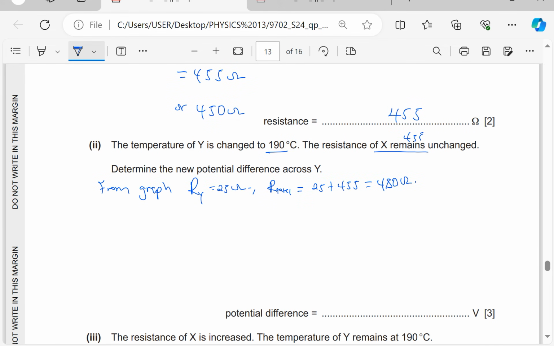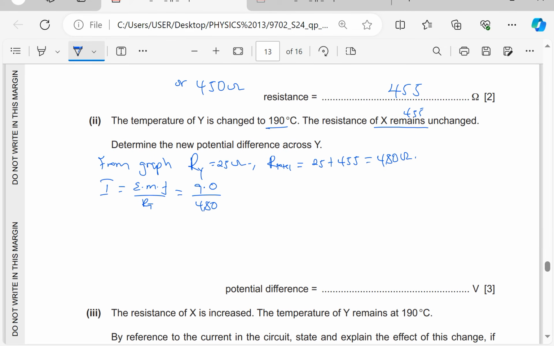So I'll first find the total current in the circuit. I is equal to the EMF divided by total resistance, R total. So this is going to be, the EMF has not changed, still 9.0 volts divided by 480. So that is the current. So I want to find the PD across Y. So I have several options. I know the resistance of Y, I know the current, so I can use a formula.